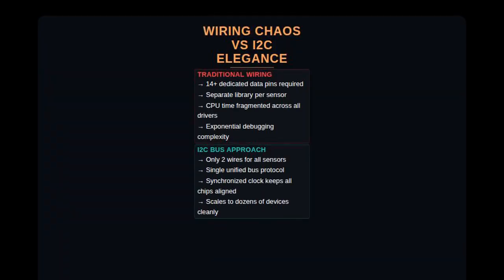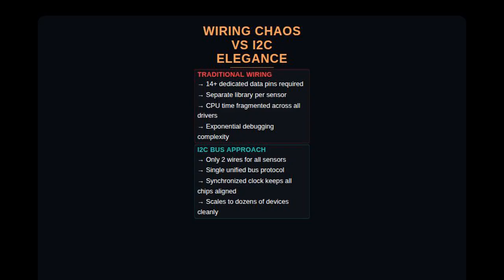I2C, pronounced I-squared-C, stands for Inter-Integrated Circuit. It was invented by Philips back in 1982, and the reason it's still everywhere in modern electronics is because it solved a fundamental problem. How do multiple chips talk to one controller using as few wires as possible? The answer is 2 wires.